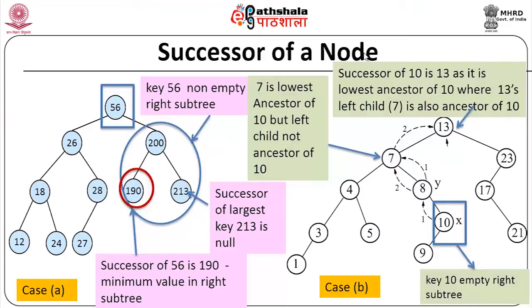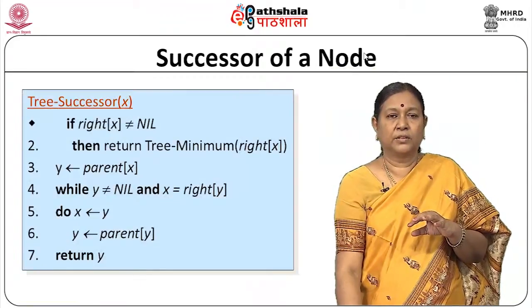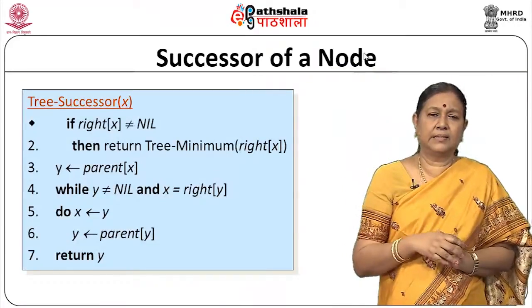So, this is case B. This is the little interesting case, different from case A. Case A is sort of direct: you find the minimum element. Case B is not like that. You have to go up the tree and find the ancestor. The ancestor you find, its left child also has to be an ancestor of 10. So, that is the successor of a node, and this is the tree successor algorithm.